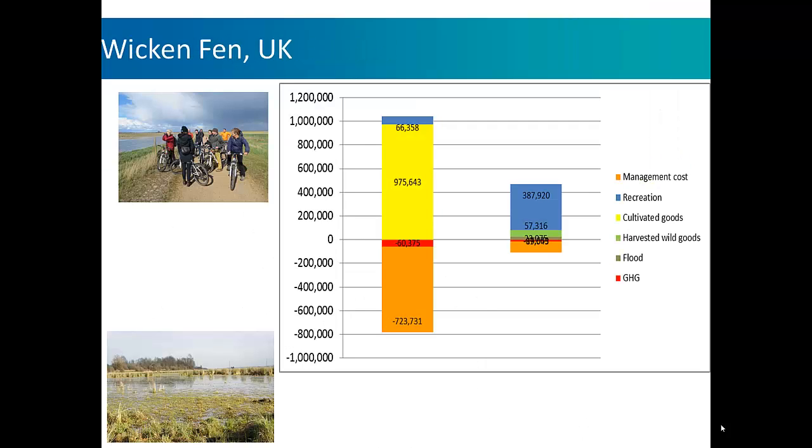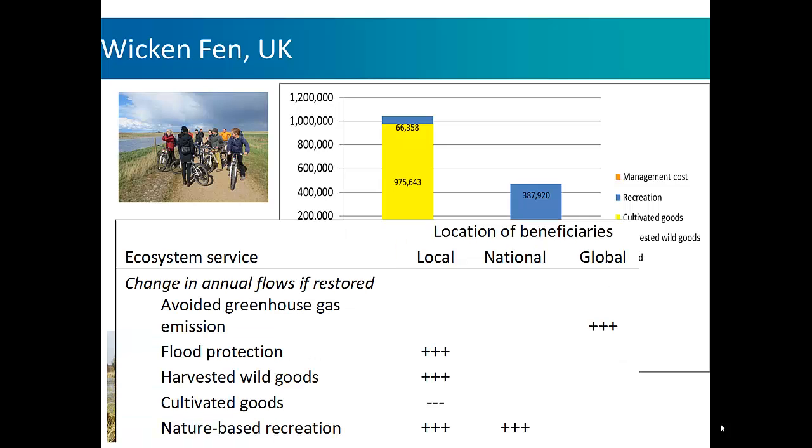And just a final study here, Wicken Fen, that's just up the road here in East Anglia in the UK. Again, looking at the difference in terms of the economic benefits of farmland versus restored fenland, but also looking at what that means for different groups of people. And in this example, they were looking at the benefits from restoration, showing that locally, nationally and globally, overall, people were benefiting more broadly from the restored site.